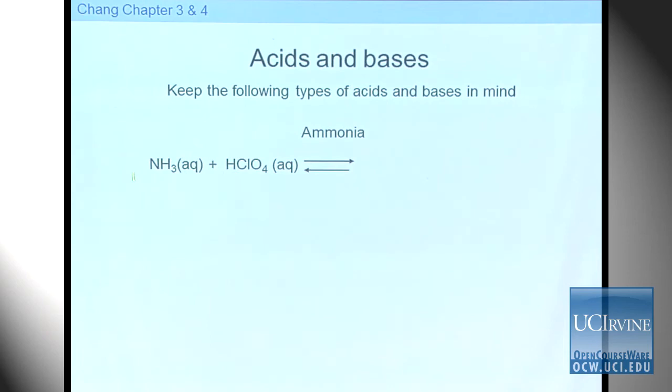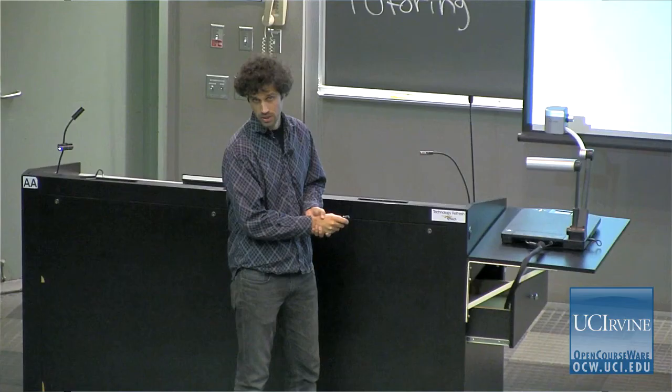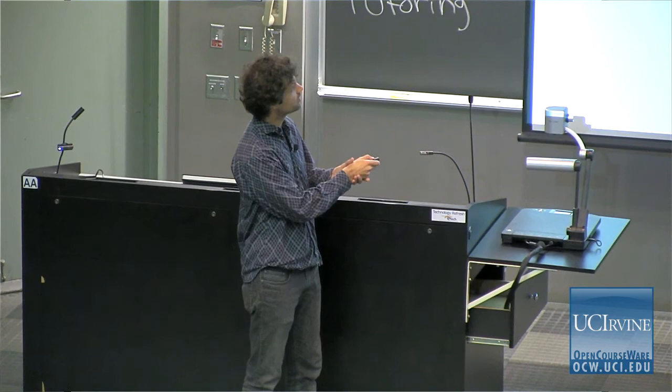You see ammonia here, and here you see perchloric acid. Now perchloric acid will give up this proton, and it will be accepted by this ammonia molecule. Ammonia, therefore, acts like a base. It accepts the proton, and this one loses the proton. Now this equation actually is not completely correct because this backward arrow is very unlikely. Perchloric acid is a strong acid, so the reaction will be irreversible. So this arrow is just not correct.